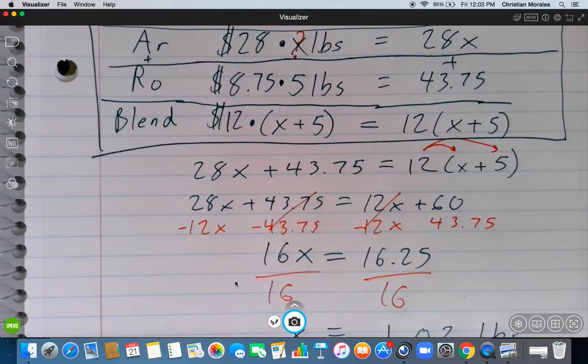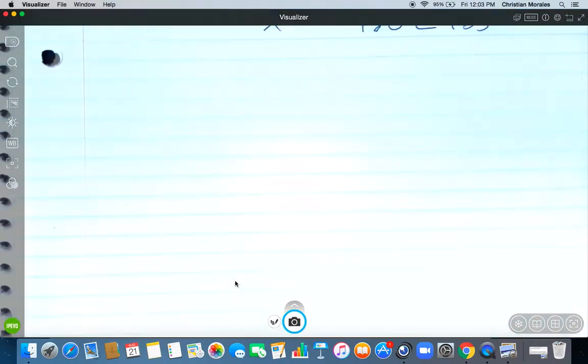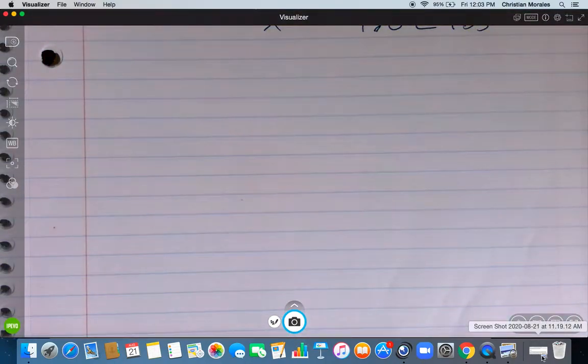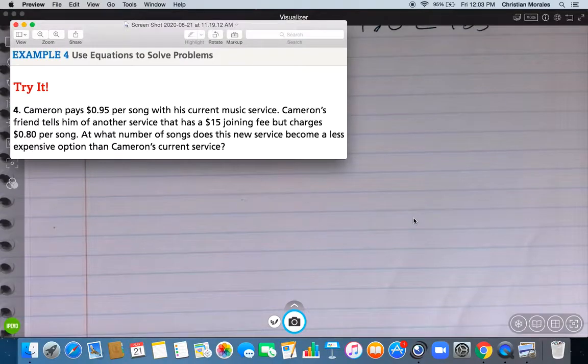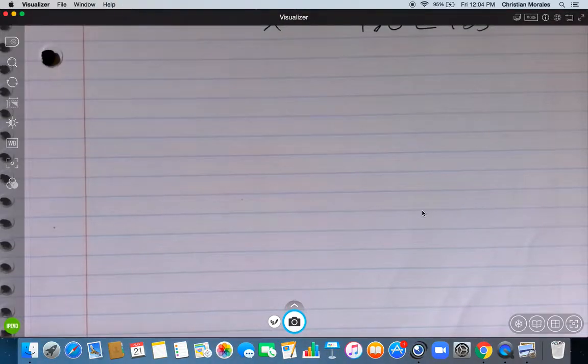All right, one more word problem, and then we're done today. The last word problem. Cameron pays 95 cents per song with his current music service. Cameron's friend tells him there's another service that has a $15 joining fee but charges only 80 cents per song. What number of songs does the new service become the less expensive option than Cameron's current service? So at first it just looks like, oh, it's cheaper per song, right? It's 80 cents versus 95 cents.